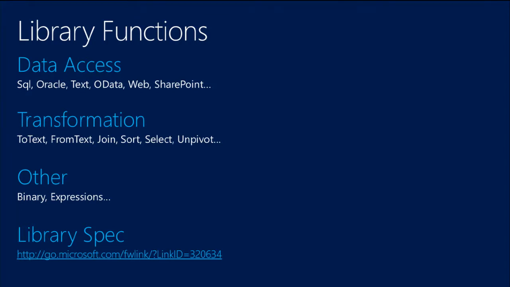One of them is data access. Matt showed you all the different data sources that we connect to in the UI, and these are our data access functions. We also have a large set of transformation functions. This is really the bread and butter of what the language can do. So lots of things like converting things from text, joining things, sorts, and we'll show them more as we get into our demos. But the transformation functions are really the interesting part of it.